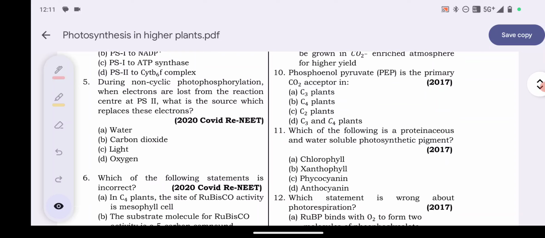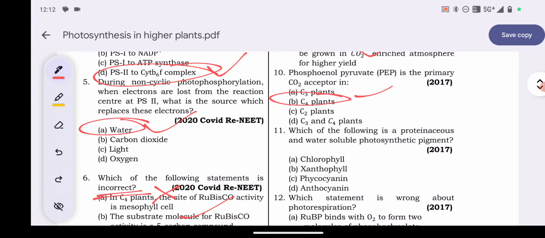नेक्स्ट क्वेश्चन, क्वेश्चन नंबर 10, 2017 का ये क्वेश्चन है. देखो अच्छे से. Phosphoenol pyruvate PEP is the primary CO2 acceptor in. किसका है ये CO2 acceptor, प्राइमरी CO2 acceptor? बताओ. It is the primary CO2 acceptor in C4 plants. Okay, explanation. Phosphoenol pyruvate is a 3-carbon molecule that acts as a main carbon acceptor in the cytoplasm of the mesophyll cells. Carbon dioxide in the plants such as maize, sugarcane, sorghum. So option B is your answer.